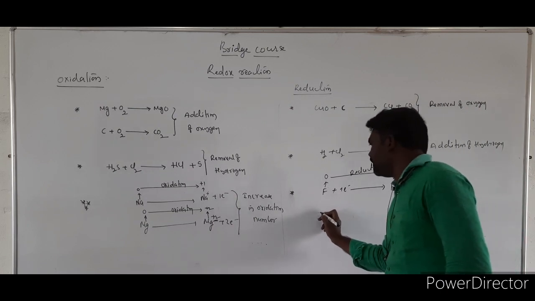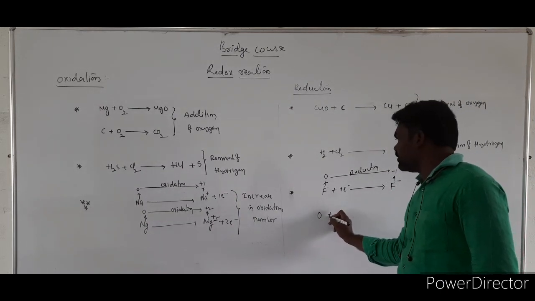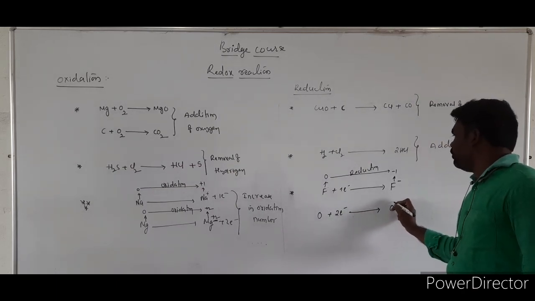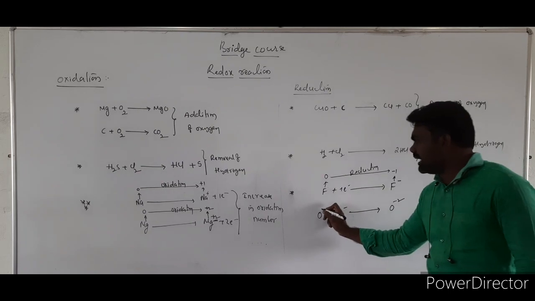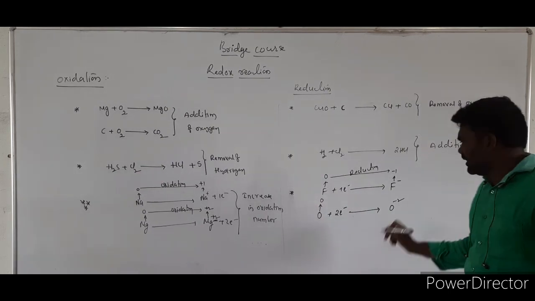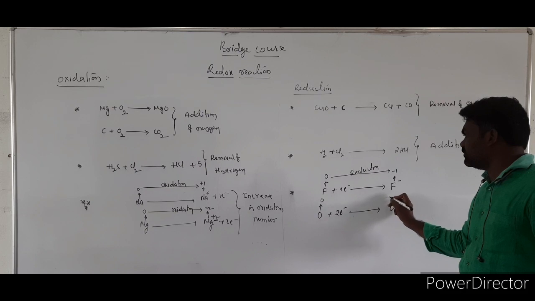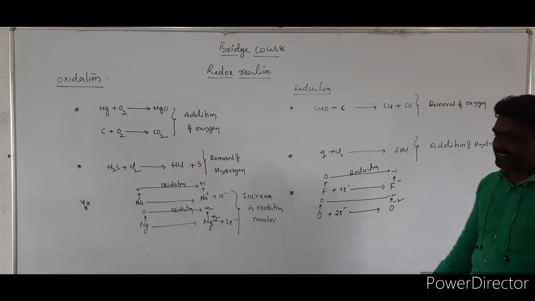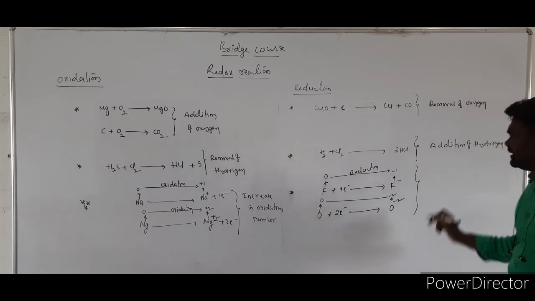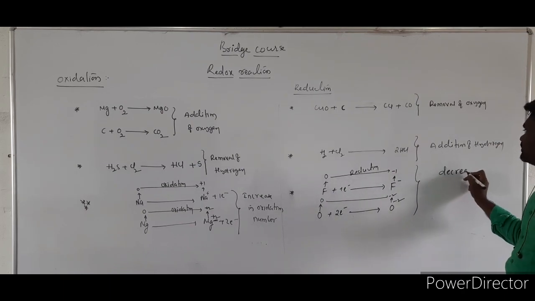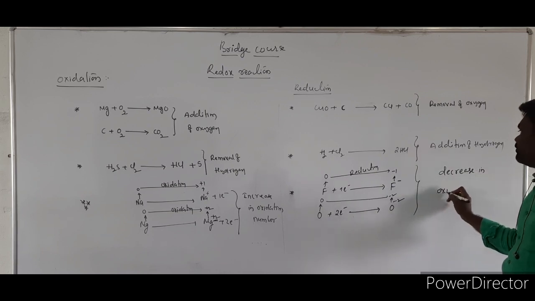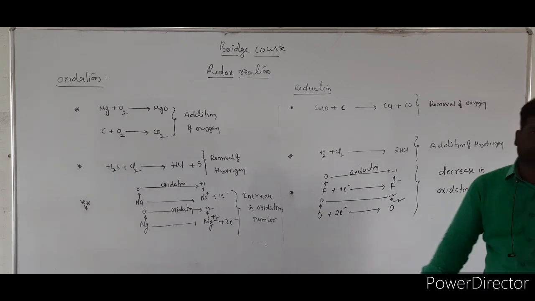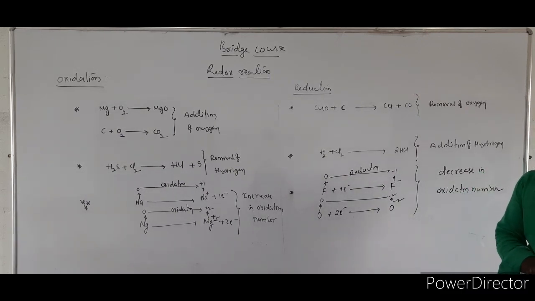We can take one more example. Oxygen, I am taking O, takes 2 electrons and gives rise to O minus 2. In the elemental state the oxidation number is 0, and the charge on oxygen is minus 2. So from 0 to minus 2, the number is decreased. It is also nothing but reduction. Simply, we define reduction as a decrease in oxidation number.